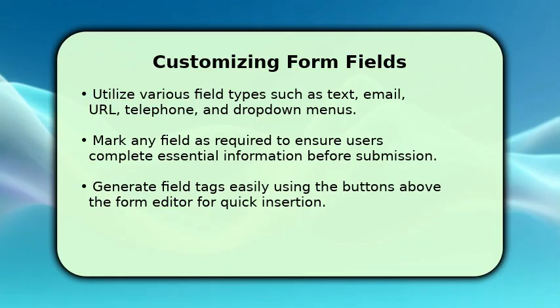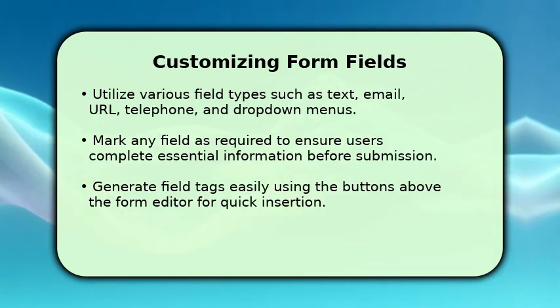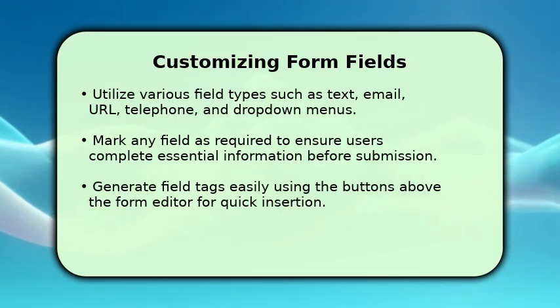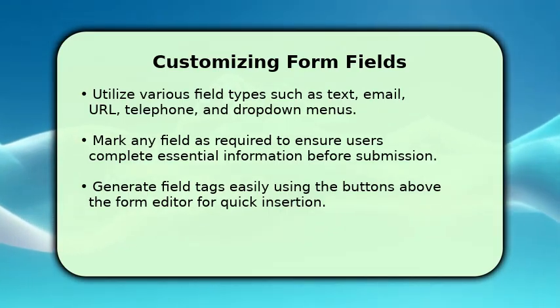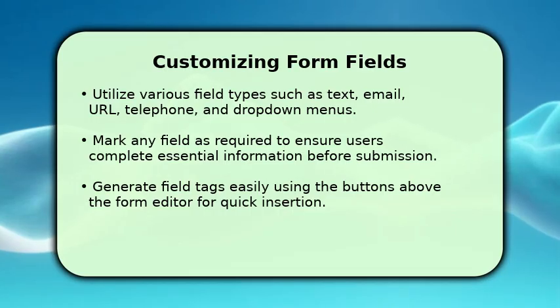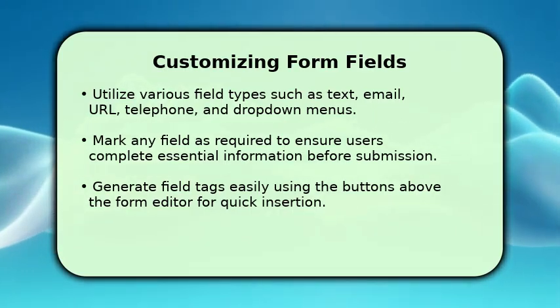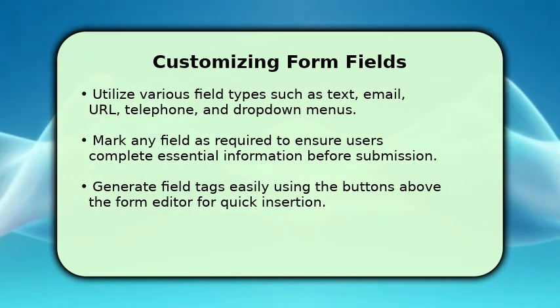Above the form editor, you'll find buttons for different field types like text, email, and drop-down menus. Click a button, configure its options, and insert the generated tag. For example, you can make a field required by checking a box, ensuring users provide necessary details.